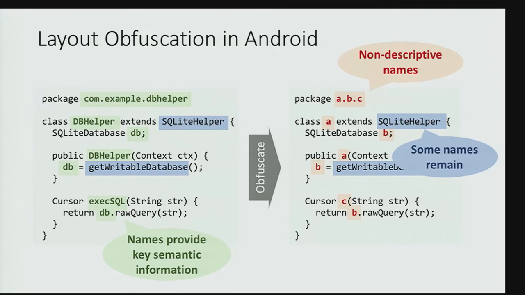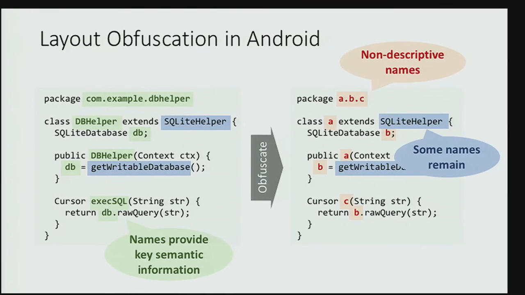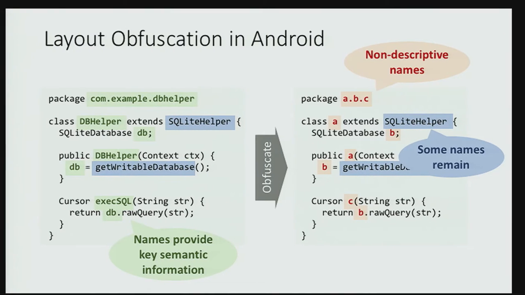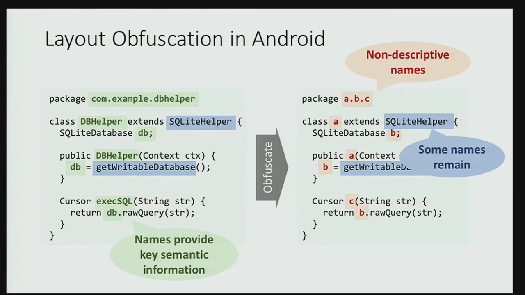On the left, we have the source code without obfuscation, and you see that we have proper names for variables, for class names, for method names. And it is very easy to understand what this application is doing. We know that we have some application that does some database functionality.